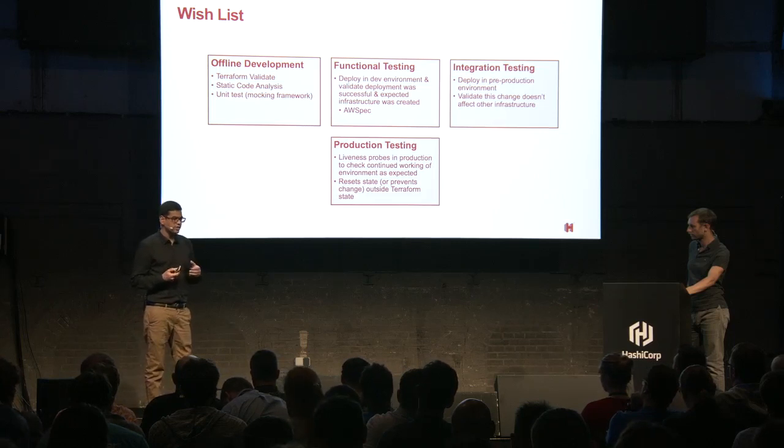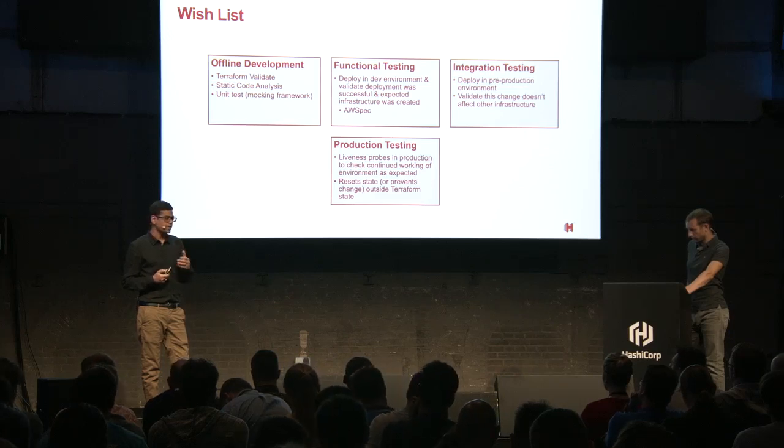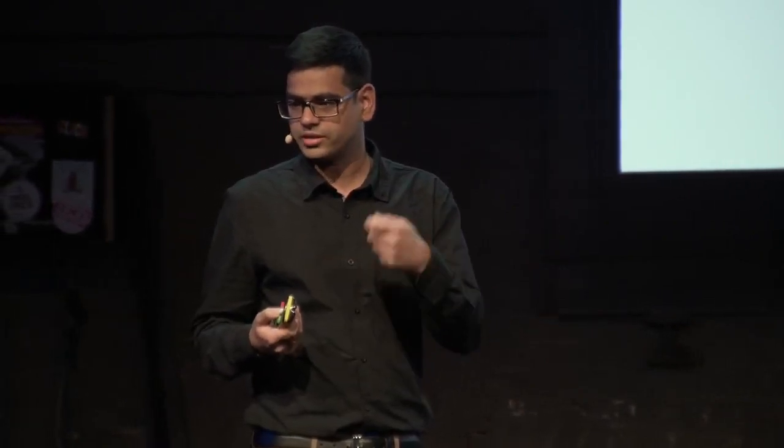And then in the production testing, we want that once we deploy the code in production, it works well, and we don't want anyone to make changes outside Terraform. For example, if I'm creating a security group using Terraform, I don't want anyone using the AWS CLI or AWS UI to change that security group's rules, because we want to manage everything by Terraform code.